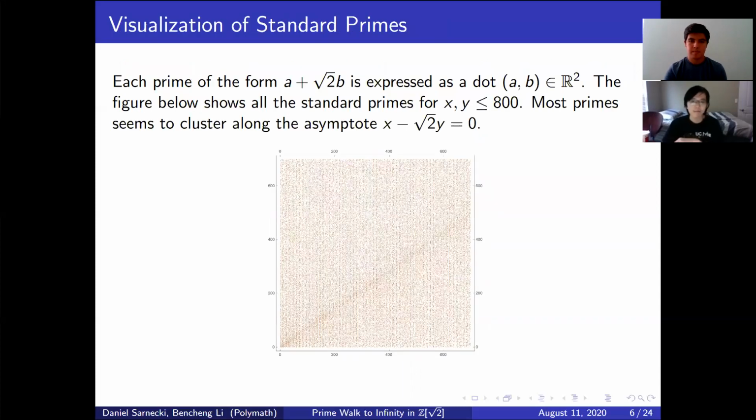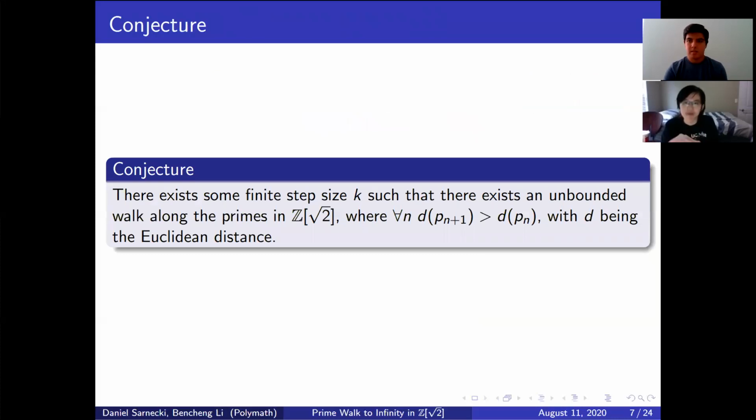We also use Mathematica to visualize our standard primes. Here we plot each prime of the form a plus root 2 b as a dot in R². The figure below shows all the standard primes for x, y less than or equal to 800. As we can see, they're very dense in this region, but they're much denser along the line x minus root 2 y equals 0, which is just the asymptote of the norm function x squared minus 2y squared. Next, Daniel will talk about the conjecture.